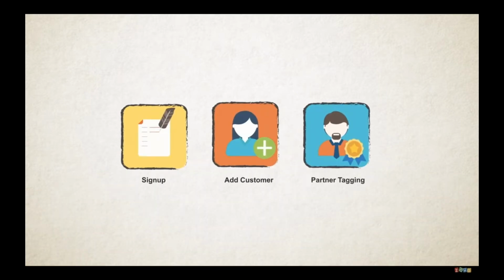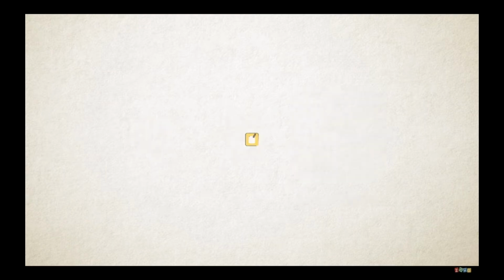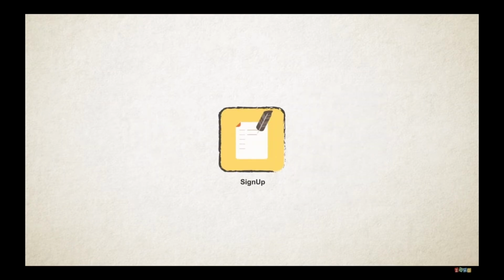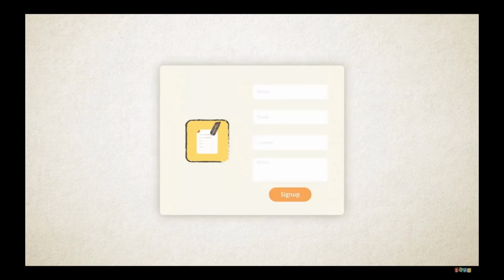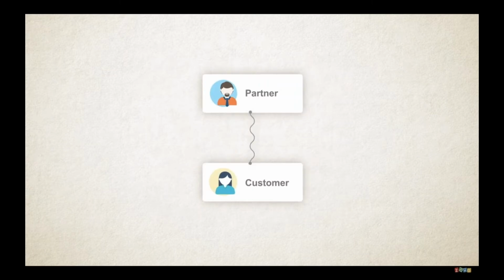We'll now take a quick look at the different mapping methods and a closer look at the new partner tagging process. The first and most highly recommended mapping method is having a sign-up form on the partner's website. When a customer signs up from the website, they are directly linked to the partner in the partner store.